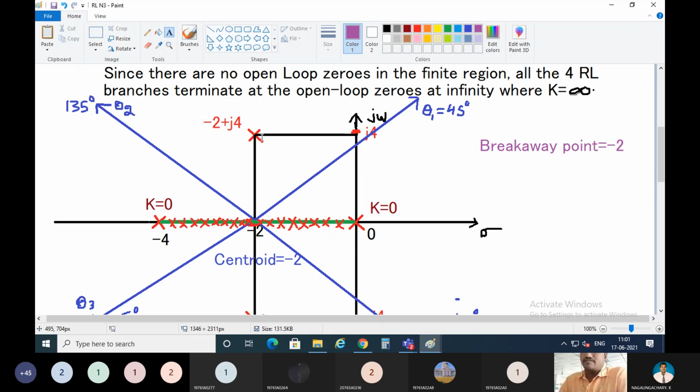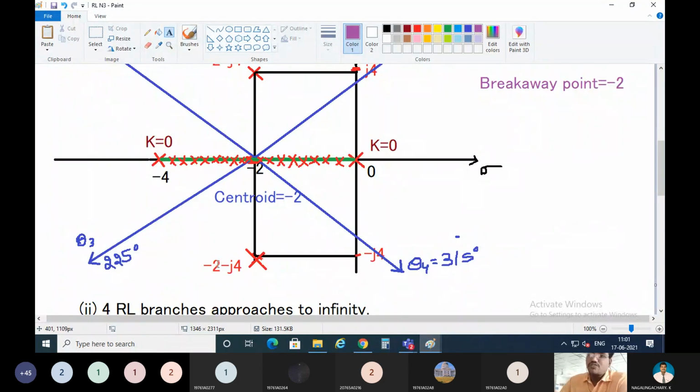And so one more root locus branch starts at -2 plus j4. Another root locus branch starts at -2 minus j4. Now, at what angle do these two root locus branches depart from these two complex poles? That is given by the angle of departure.